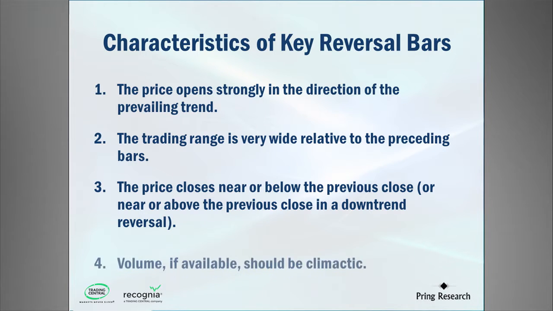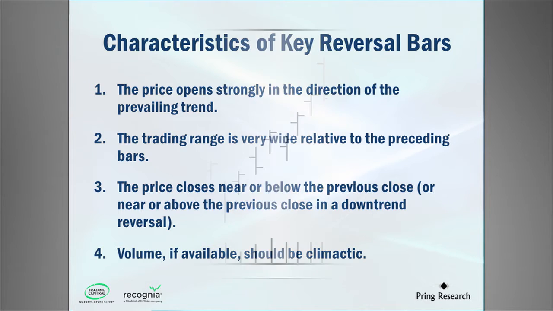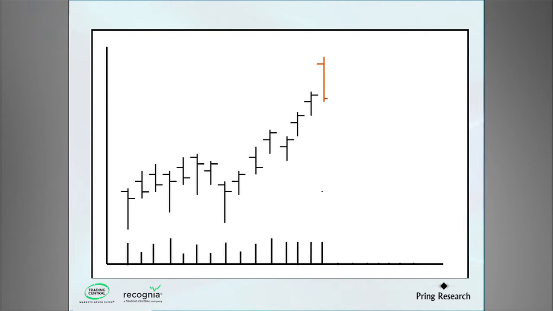4. Volume, if available, should be climactic. That's an important element because key reversals should come at the end of a persistent move and end with a total exhaustion of buyers at tops and sellers at bottoms.